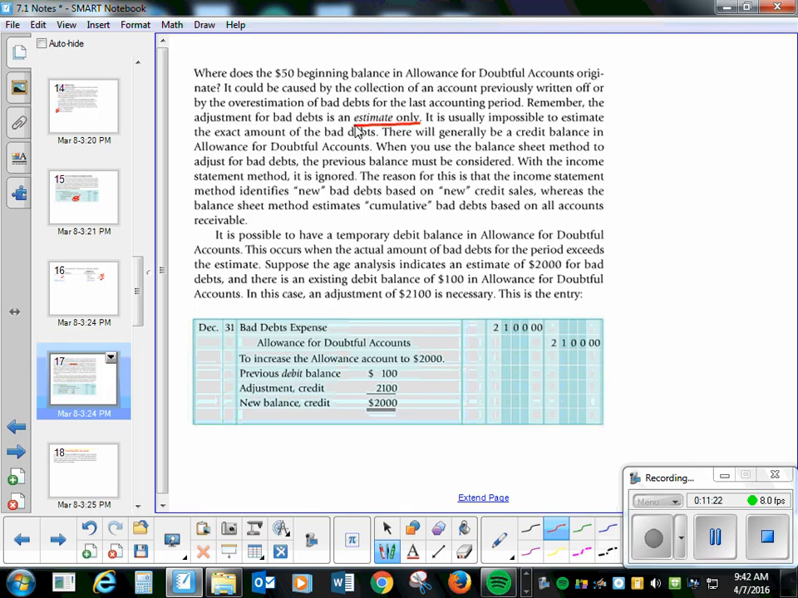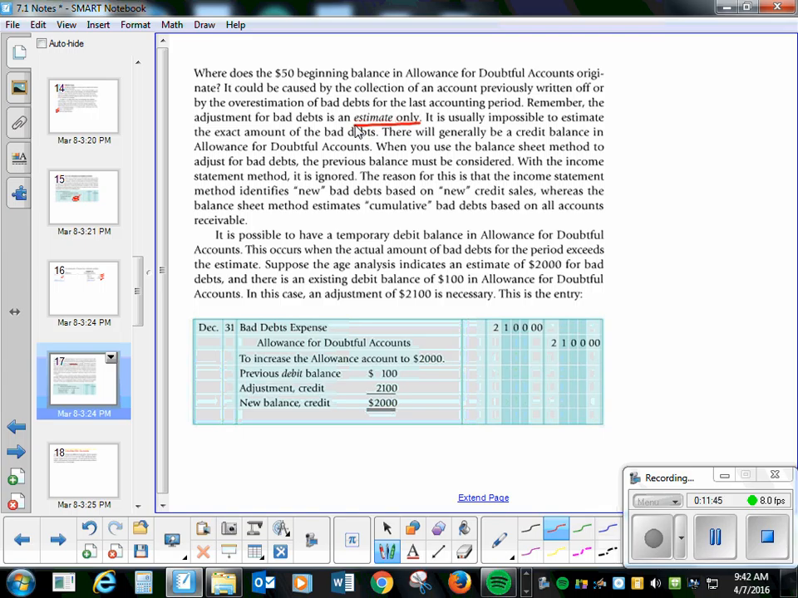There will generally be a credit balance in allowance for doubtful accounts. When you use the balance sheet method to adjust for bad debts, the previous balance must be considered. With the income statement method, it is just ignored. The reason for this is that the income statement method identifies new bad debts based on new credit sales, whereas the balance sheet method estimates cumulative bad debts based on all accounts receivable.